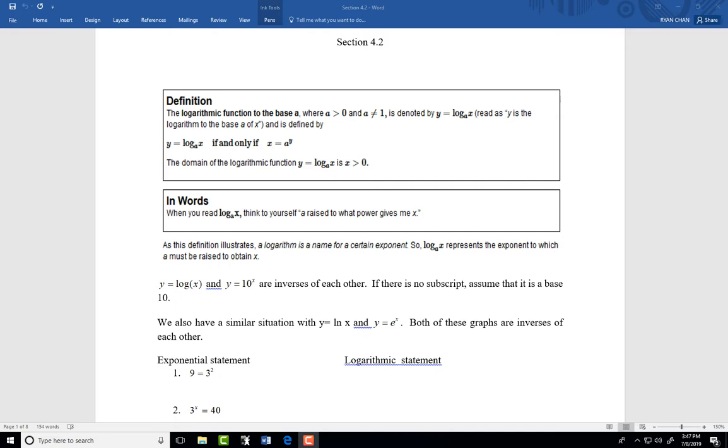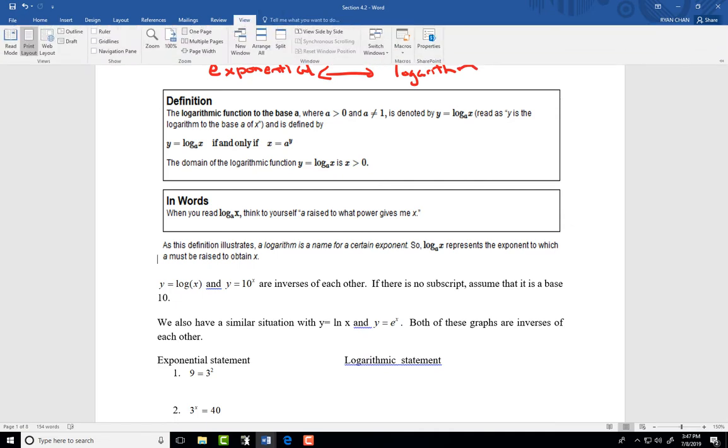So logs is kind of an odd concept to explain, okay? The best way we can understand is logs is essentially an inverse of an exponential, okay? So if I have an exponential, okay, right, my inverse would be a logarithm. Okay, sorry, let me zoom in.